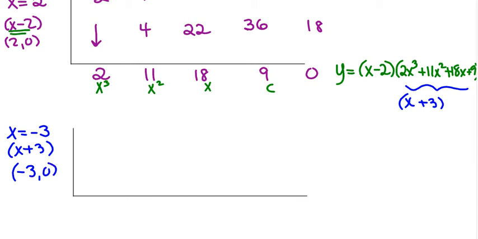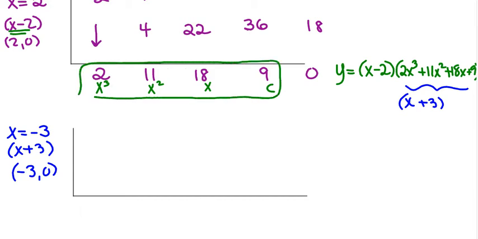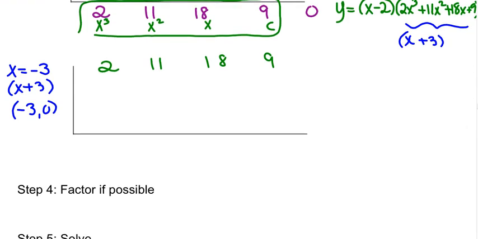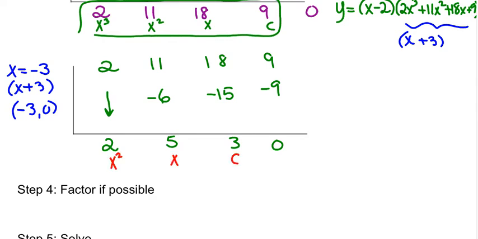So when we do synthetic division again, we're going to use the function we were left with. So we have 2, 11, 18, and 9. And when we're done in this box, we should have a remainder of 0. So bring down the 2, multiply, add, multiply, add, multiply, add. All right, we got another remainder of 0. So we're going to drop a degree. This is now my x squared term, my x, my constant.